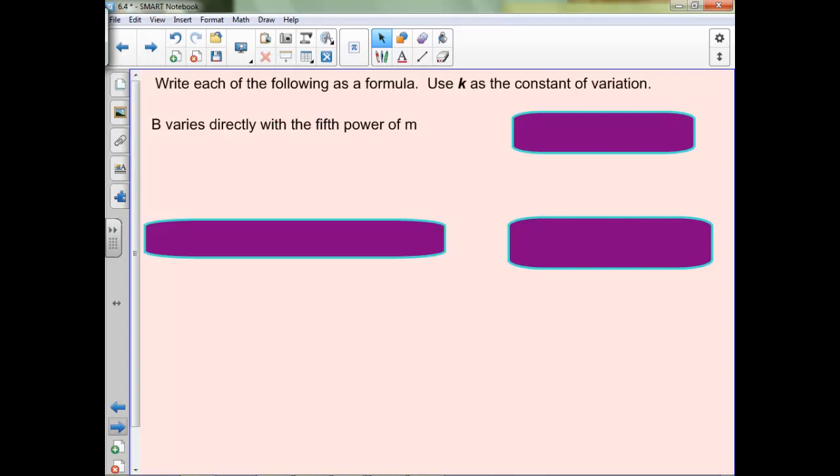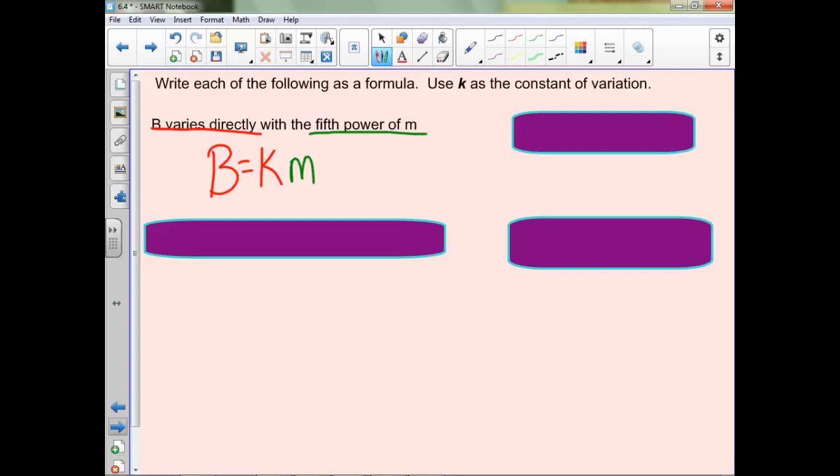So we're going to go ahead and go through some examples. We're just going to write these formulas as equations and actually get the variables in there. We're going to still use K as our constant of variation. So this first one, we know B varies directly as something. So B varies directly, so we're going to have our K times something. And it varies with the fifth power of m, or m to the fifth. And that's all we need.